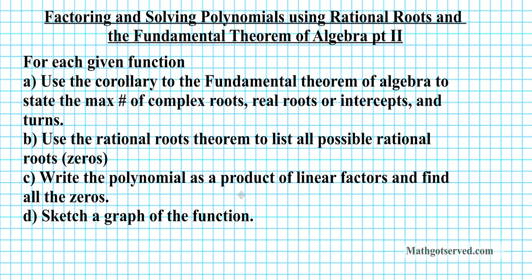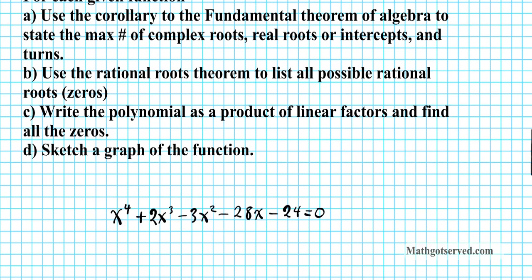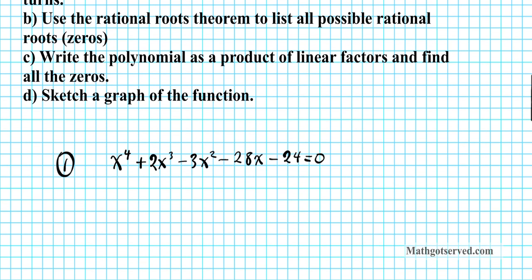All right, so the problem that we are going to be dealing with is x to the fourth plus 2x to the third minus 3x squared minus 20x minus 24 equals 0. All right, so that's what we're going to be dealing with.